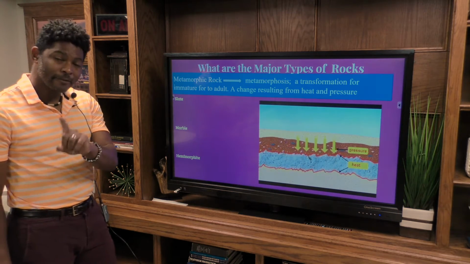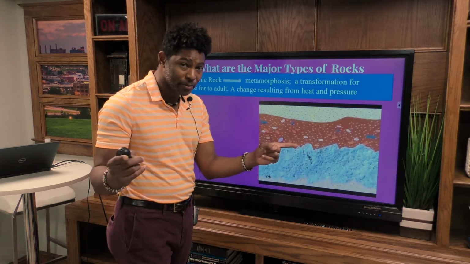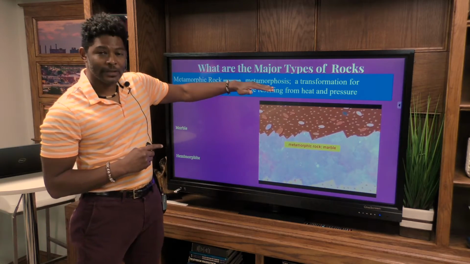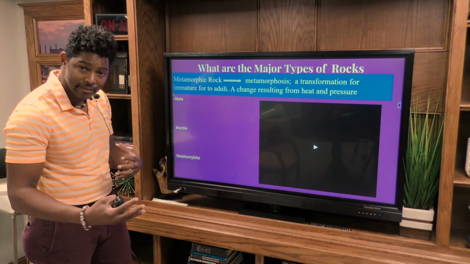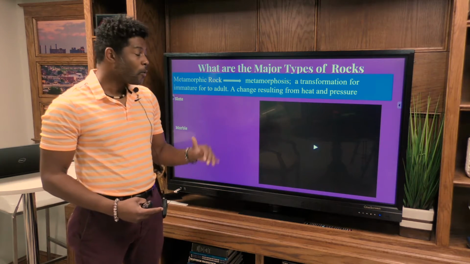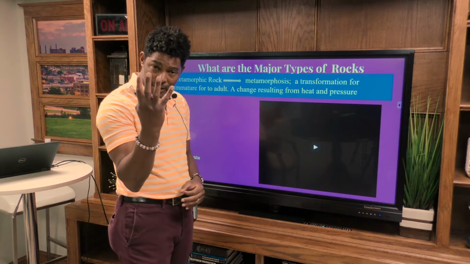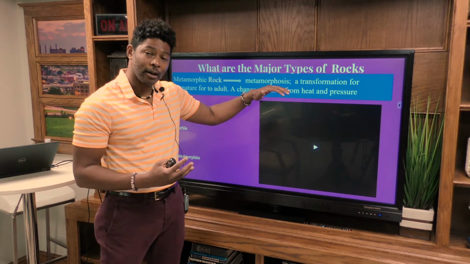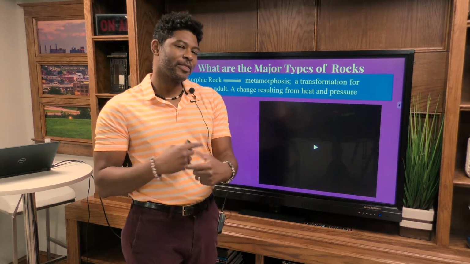Now, the last rock that we're going to be talking about is metamorphic rock. First of all, metamorphic rock actually comes from the other two. Here's what I mean. Think of metamorphosis, where you're doing a transformation from an immature state to an adult state. In the case of rocks, you're taking either sedimentary rock or igneous rock, applying a good amount of heat and a good amount of pressure, and you're turning it into a new thing.